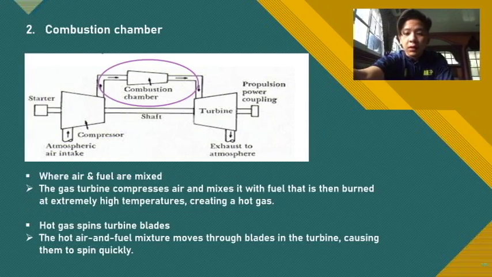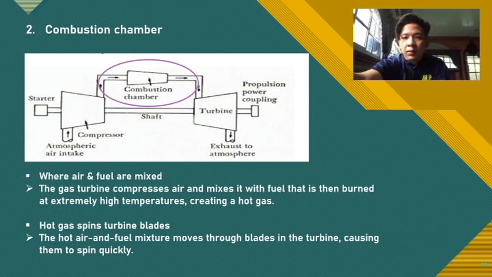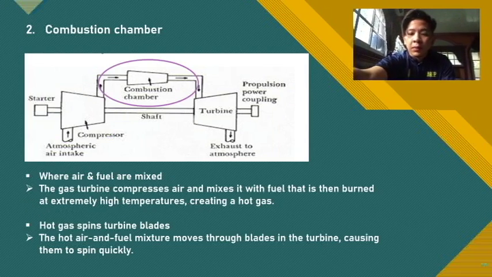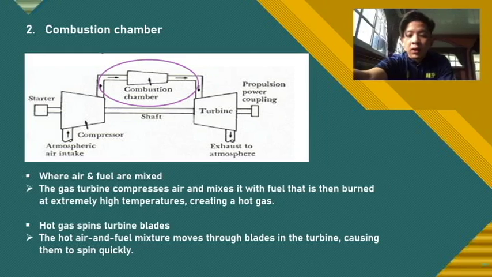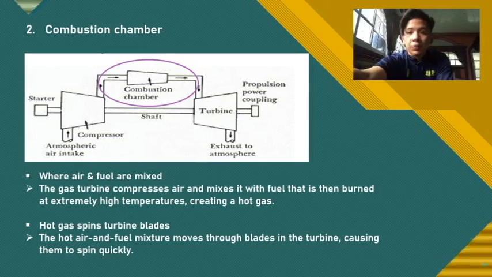Number 2 is the combustion chamber. As we can see in the diagram, the combustion chamber is located in the middle. The gas turbine compresses air and mixes it with fuel, which is then burned at extremely high temperatures, creating a hot gas. Then the hot gas spins the turbine blades. The hot air and fuel mixture moves through the blades in the turbine, causing them to spin quickly.